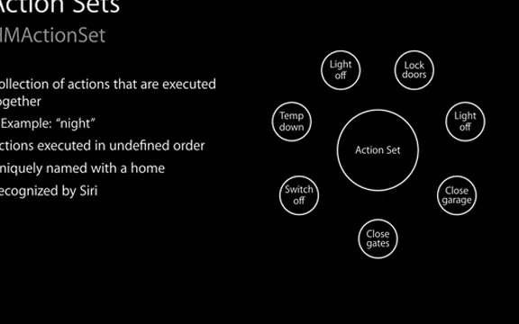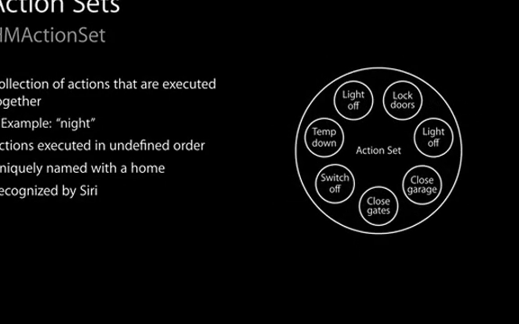So how this works is we take a bunch of actions, where actions are something you're going to do to an accessory, and we group those together into an action set. So for example, night. So we might have a night action set or a night scene. And so this night action set might turn off all your lights, lock your door, close your garage, turn the thermostat down. And that can be grouped together to be easily referred to for the user and easily executed all at once.